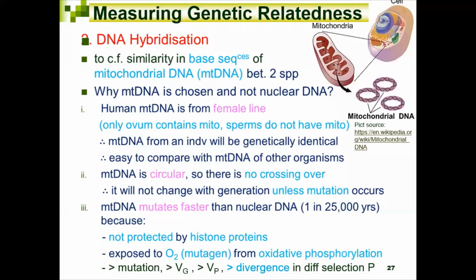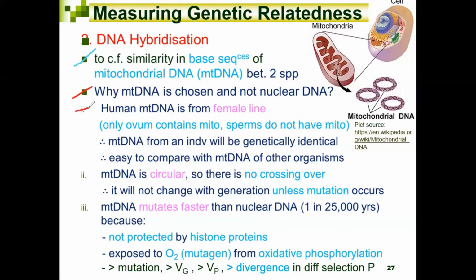Yes. So why do they choose mitochondrial DNA to do the DNA hybridization to compare the genetic relatedness between the two species? There's a reason behind that, okay? DNA hybridization is used to compare similarity between base sequences of mitochondrial DNA between two species. So why do we choose mitochondrial DNA and not the nuclear DNA?